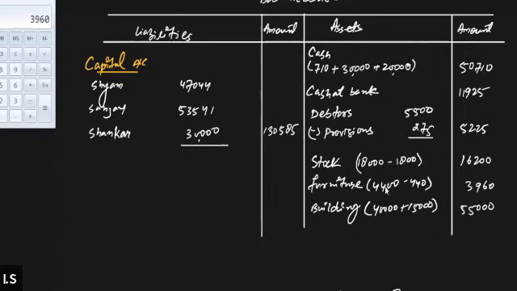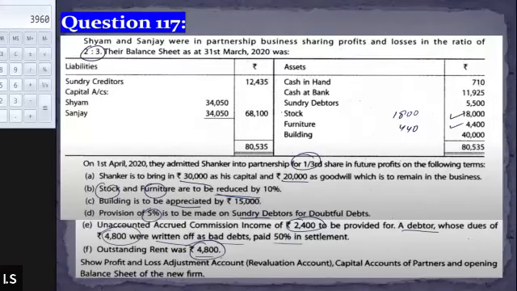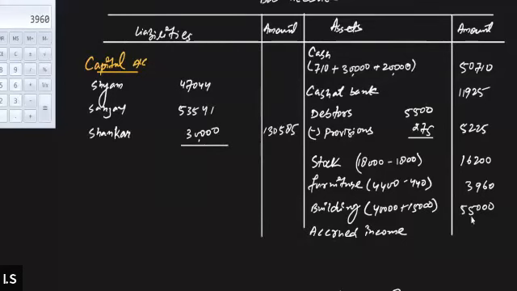And then one accrued income was also there. As I told you, accrued income is an asset. So this will also be shown under the balance sheet on the asset side. Accrued commission income of rupees, how much was it? I just forgot it. Let me just check. It was 2,400, right? So 2,400. And on the liability side, there is an outstanding rent as well that we need to record, because the question says that we have outstanding rent. Outstanding rent of 4,800 needs to be recorded on the liabilities.